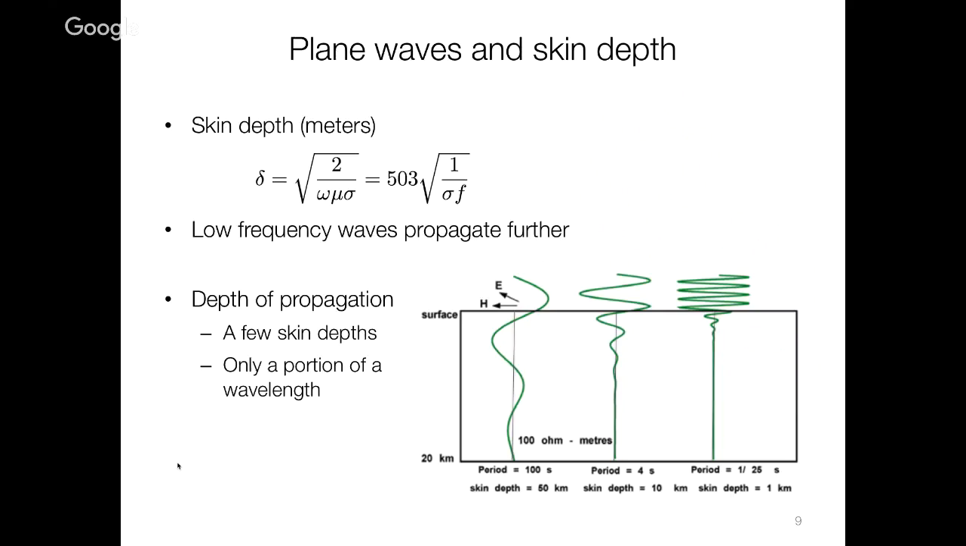Now we're back to the things we were talking about yesterday. We've got a plane wave coming in, and it's going to be governed by the skin depth. High frequencies like this are only going to propagate a short distance because they have a small skin depth. Lower frequencies propagate farther. And again, as we discussed yesterday, these are waves, but they only propagate a fraction of the skin depth before they're toasted.